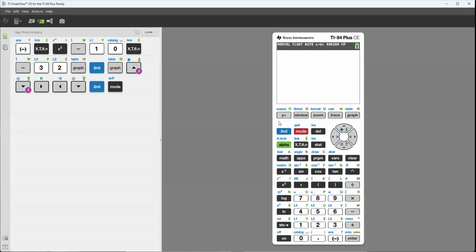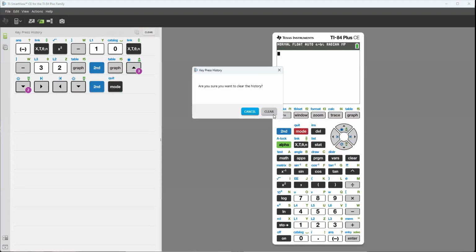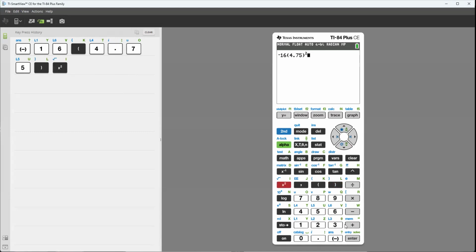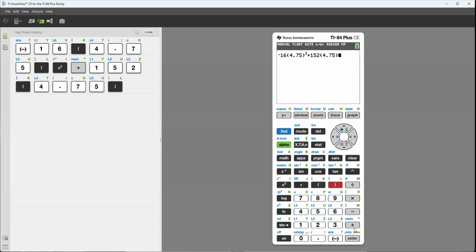So let me quit the graphing. So we had negative 16 times 4.75, close parentheses and square that, plus 152 times parentheses 4.75. And then at the end was a plus 3.